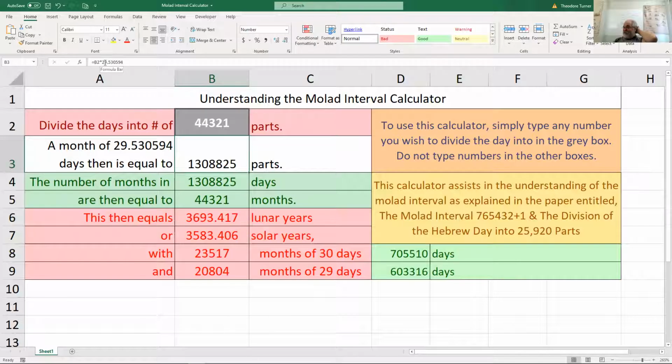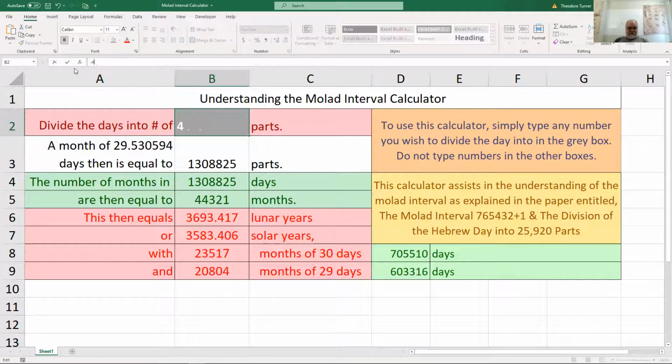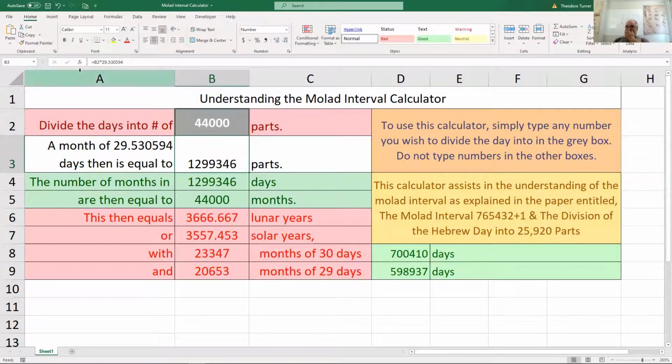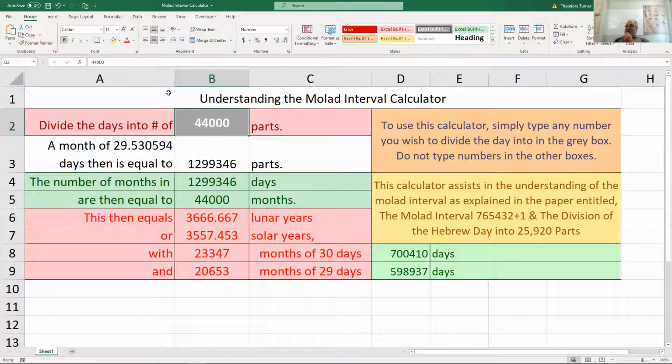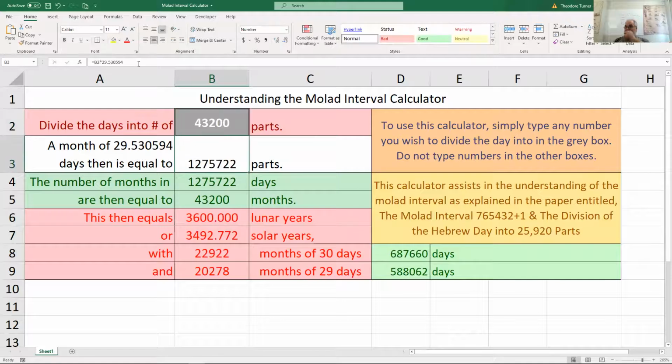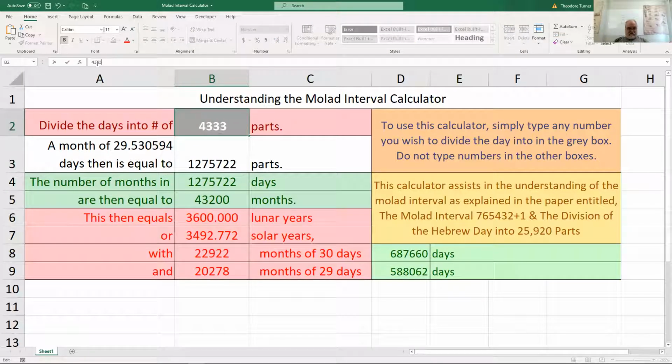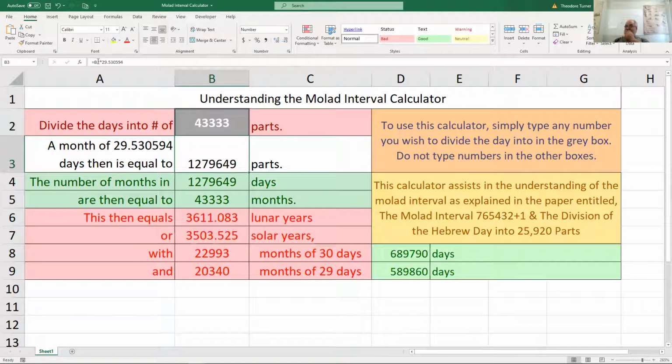That's pretty interesting. So 3,528 solar years is what I need. So it's going to be less than that. Okay, so it's going to be more than this. It's going to be more than that.